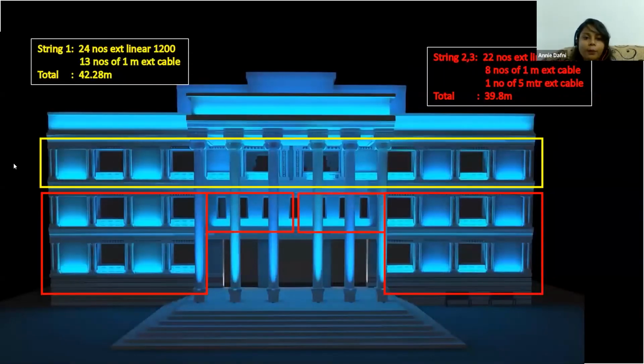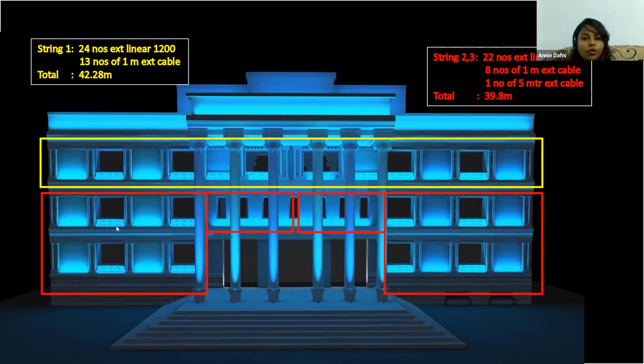So in this example, the top floor, the third story, has a total of 24 exterior linear fixtures. And so we are connecting all of them in one chain. And we're using 1 meter extension cables wherever these pillars are coming. So a total of 42 meters would be used here, and still it's within the 100-meter limit.